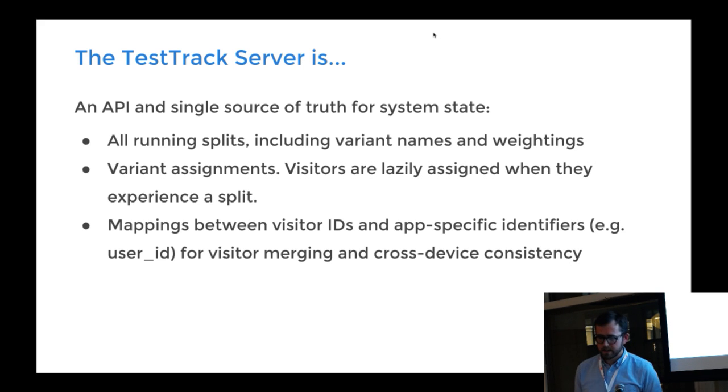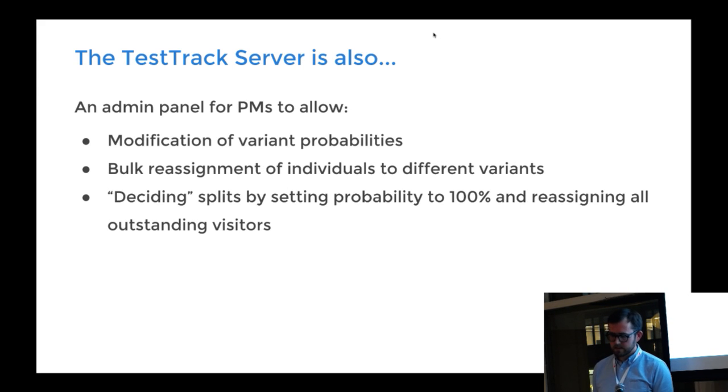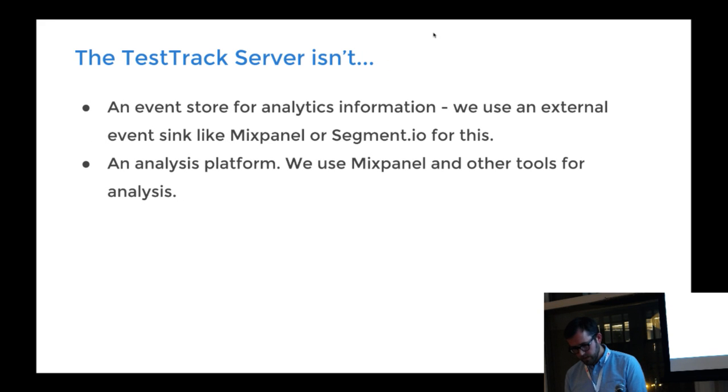So what does the server itself provide? It's an API and single source of truth for the system state. It has all the running splits and their variant names and weightings. It has the assignments of every visitor who's ever come to the site. And it has mappings between those visitor IDs and your app-specific identifiers, like your user ID, so that we can use that to merge visitors together when somebody signs in and get that consistent experience across devices. The server also provides an admin panel for PMs so that they can come in and make modifications to the probabilities of different variants. They can do bulk reassignments, and they can decide splits when they're done. But the server isn't, as I said before, an event store, so we're not shipping actual analytics data to it, and we're definitely not analyzing the results of the splits using the TestTrack server. We do that on other things.